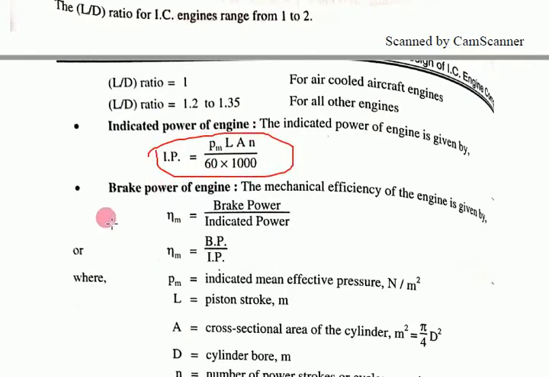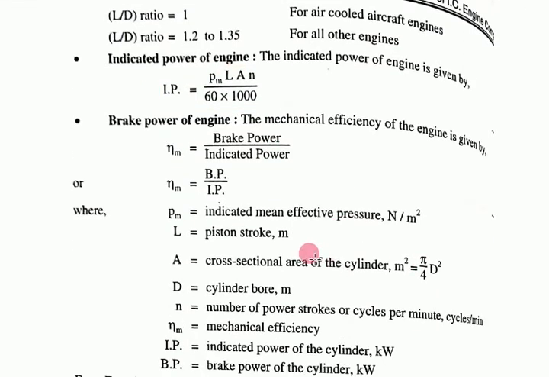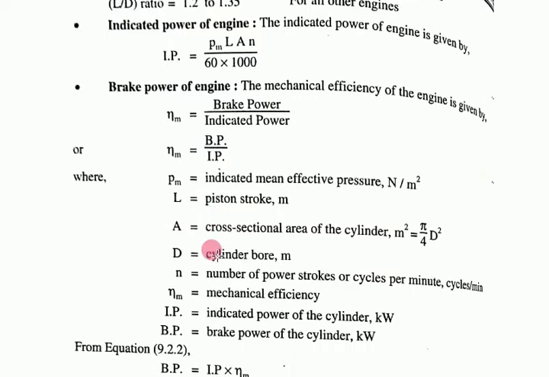Now, brake power. You also know the brake power: the power generated at the crankshaft is called the brake power. Mechanical efficiency is equal to brake power upon indicated power. These are all the terms. You can pause the video and see all of them, like efficiency, and the mean effective pressure in Newton per meter square. You should also consider the units and remember all of them. For cylinder bore, area, all these things, just pause the video and note them down.